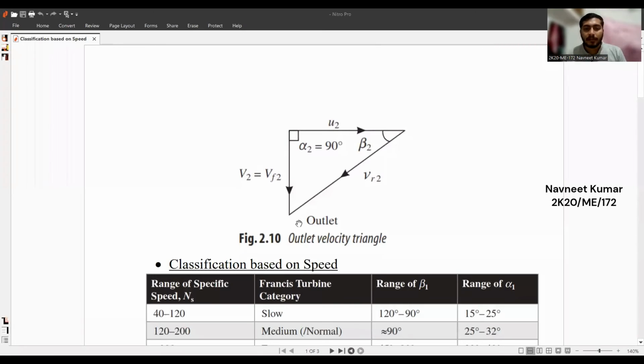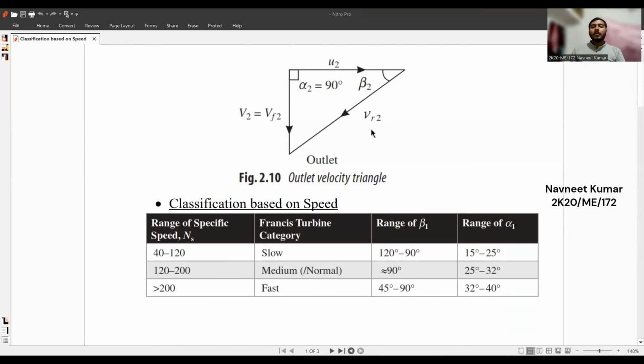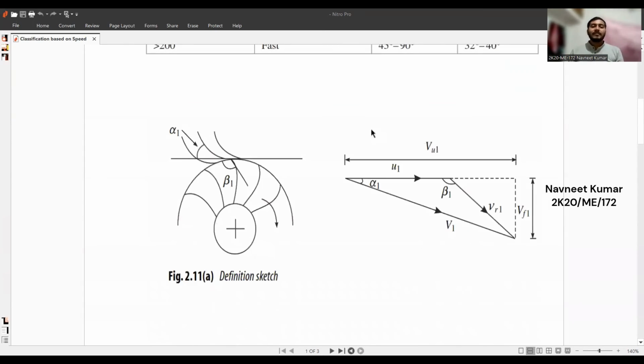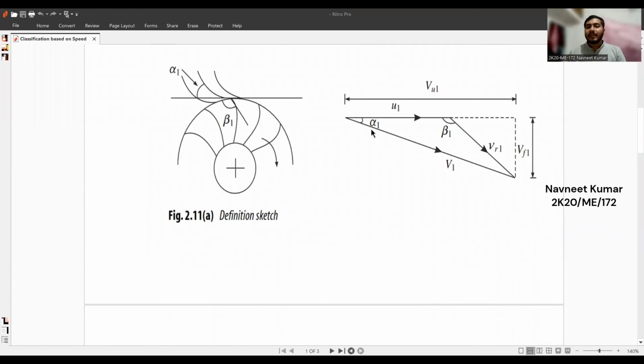This is the outlet velocity triangle of the Francis turbine. Here, V2 is equal to Vf2. That is, the absolute velocity V2 at the exit is equal to the flow velocity at the exit. Here, one of the components of the absolute velocity is the swirl velocity, which is said to be 0 in the case of the Francis turbine. Thus, these two become equal. Also, one notable point here is that this angle beta 2 is always less than 90 degrees at the outlet. Now let us move on to our next parameter, that is guide vane angle.